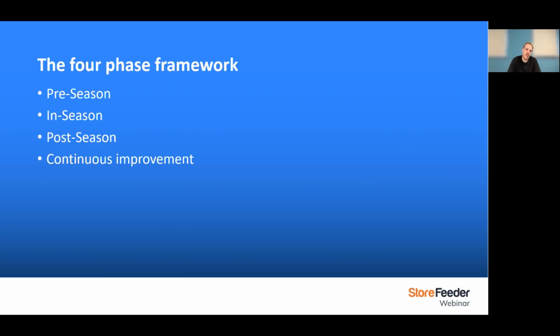So the four-phase framework for this is the pre-season, so it's before the season starts, in season while you're selling the items, post-season, so that's as you tidy up the catalogue and look at what you've sold and got left from it, and then finally the continuous improvement part where you assess how you've done and then learn for the next one.